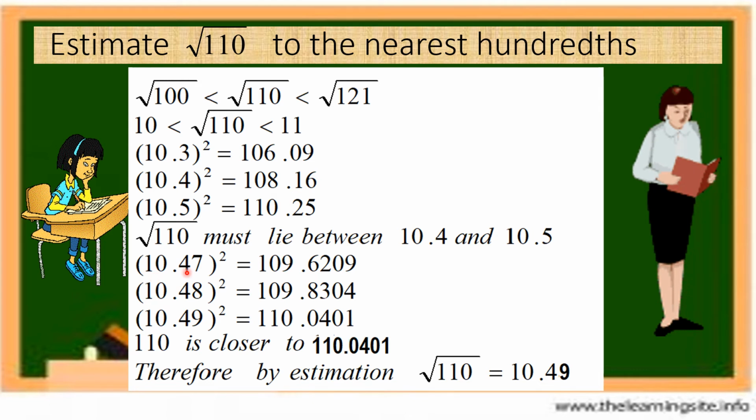So we can start with 10 and 47 hundredths squared, which is equivalent to 109 and 6,209 10,000ths. 10 and 48 hundredths squared, which is equal to 109 and 8,304 10,000ths. And 10 and 49 hundredths squared, which is equivalent to 110 and 401 10,000ths. So 110 is closer to 110 and 401 10,000ths. Therefore, by estimation, square root of 110 is approximately equal to 10 and 49 hundredths.